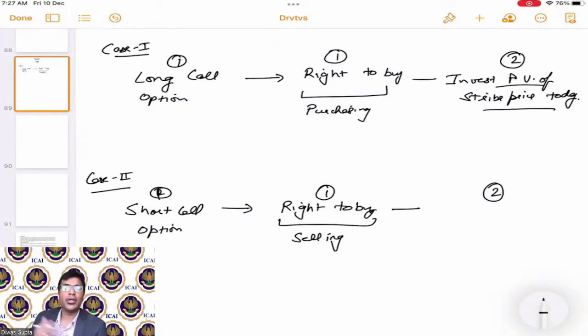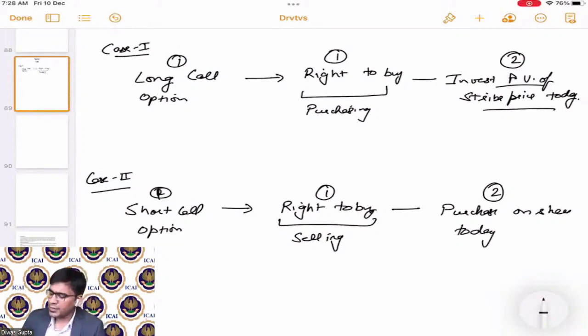So what is my obligation? To deliver the shares, correct? Because I am selling the right to buy. In case that right to buy is exercised by the option holder, I have to deliver him the shares. So what would be the actionable from my end? I will purchase one share today. We will just focus that we have to purchase one share today if we are shorting a call option. These are some of the strategies that I'm discussing, correct?